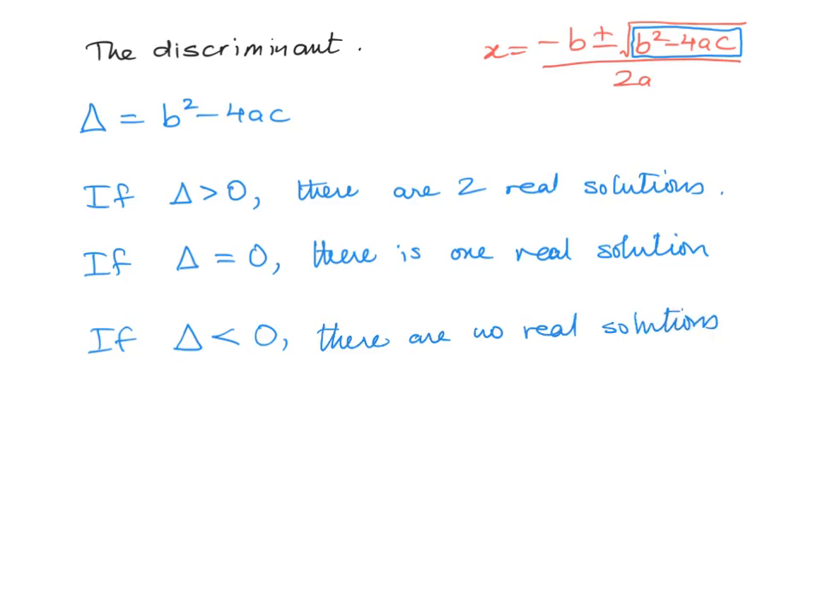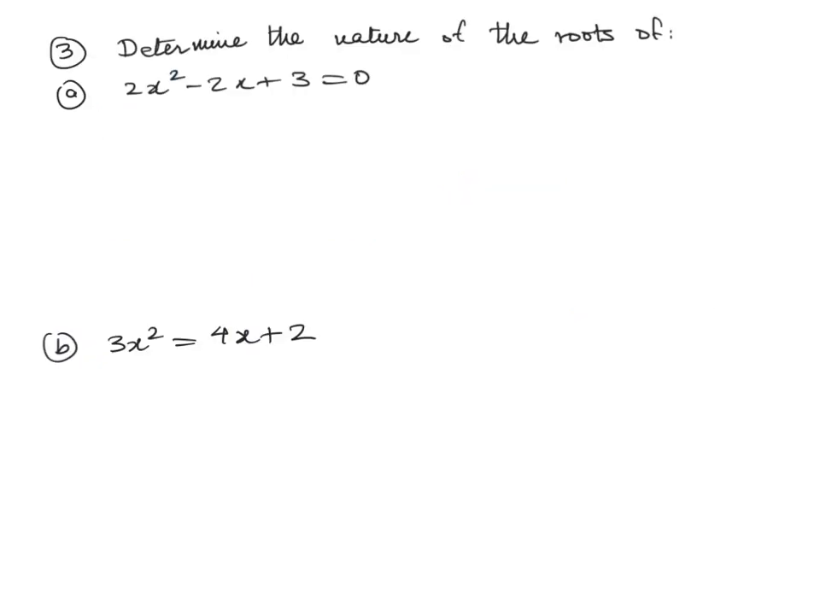So again, if all we cared about was how many solutions and what type, then we wouldn't actually have to use the entire quadratic formula. We could stick to the discriminant, which is the stuff underneath the square root. And if the discriminant is positive, you get 2 real solutions. If the discriminant is equal to 0, you get 1 real solution. If the discriminant is negative, there are no real solutions.